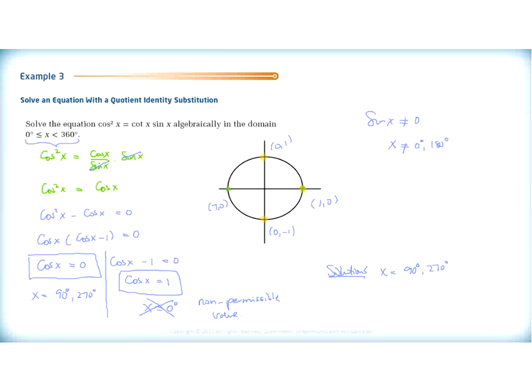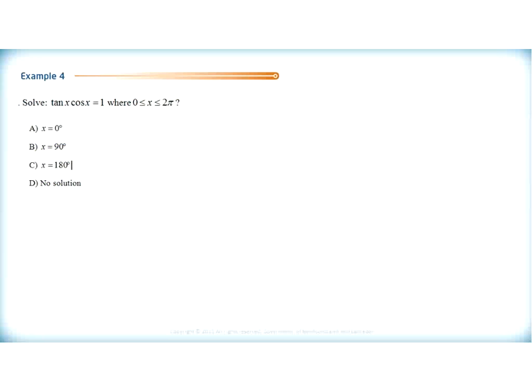So you need to be very careful with these equations, that you also need to consider any non-permissible values that occur. So you look at your answers and you need to determine, are any of these non-permissible? If there are, you have to cross them out and say it's not a solution. Very important point there.